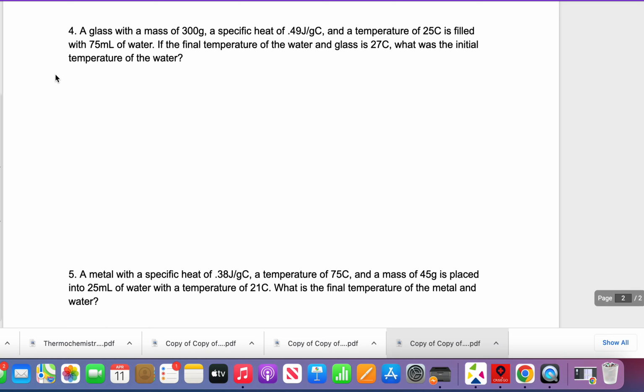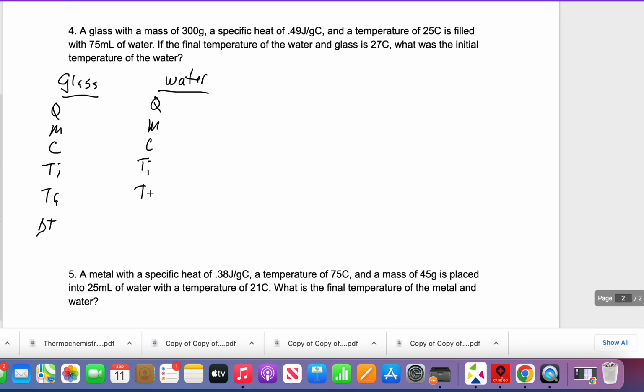So what you want to do is make a list again, a list for the glass and a list for the water, and have all the variables in the Q, M, C, TI, TF, change in temperature equation. Q, M, C, TI, TF, change in temperature.